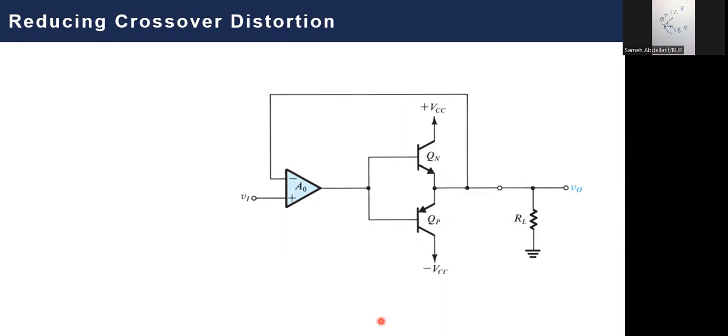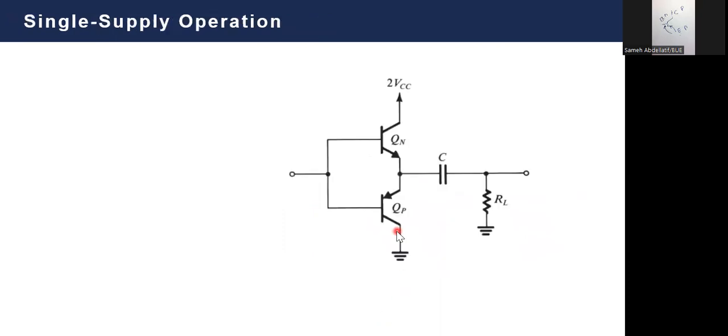So whenever this is plus 14.8, then the other one will be negative 14.8 and so on, and this is somehow not fully guaranteed. So to avoid this mismatching, we can use this single supply operation for our class B power amplifier. So this is another version of a class B still doing the same operation. So now we can conclude the output stage power amplifier class B.